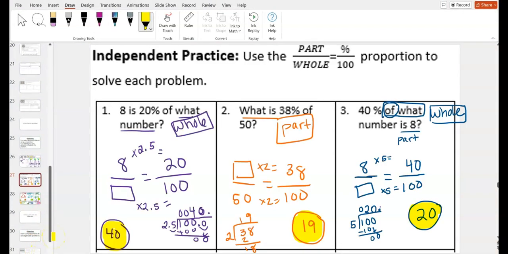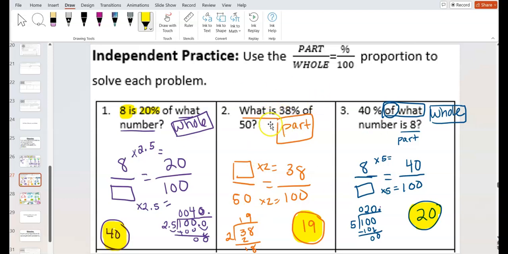All right, so if you look at these first 3 problems, you will see that we are missing the whole. So I can see the word is, so that means that 8 is my part. We already know that this is our percent because it has a percent sign, which means the thing we're missing is our whole. So I set up a proportion here with the whole missing. I did some division to figure out what my scale factor is and found that my answer will be 40. 8 is 20% of 40.